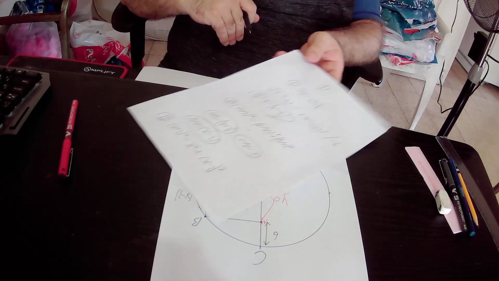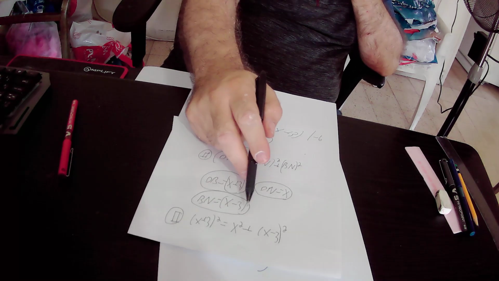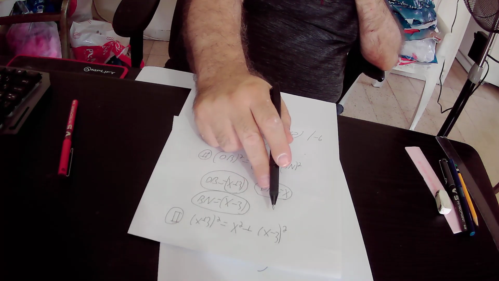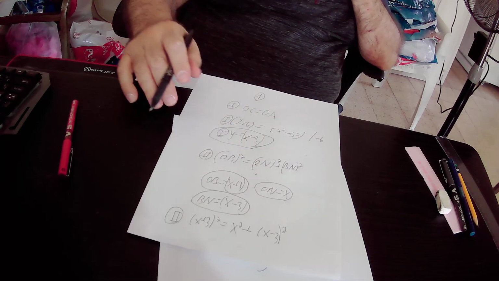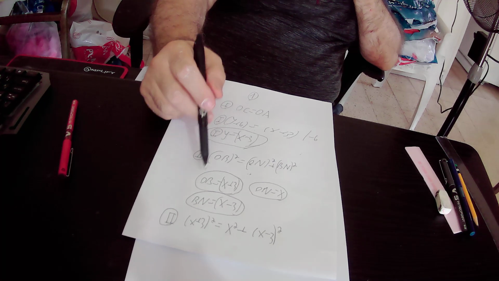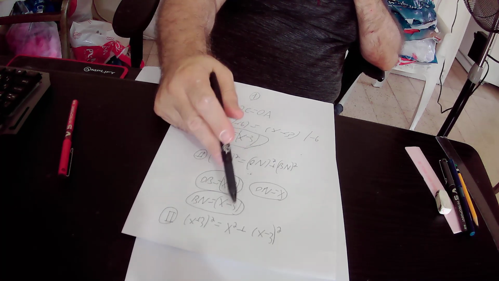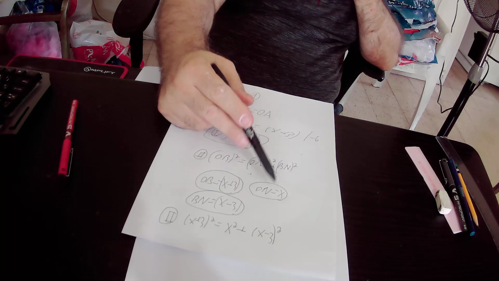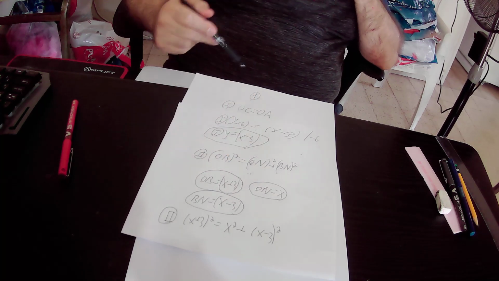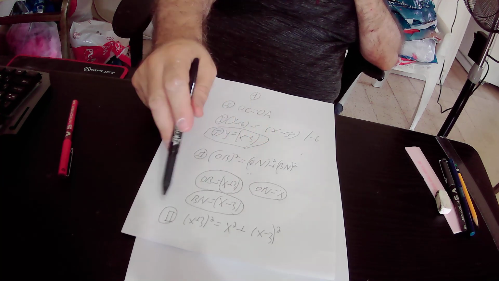So we got that x plus 3 square equals x square plus x minus 3 square. Okay, because we substituted OB by x plus 3, we substituted ON by x, and we substituted BN by x minus 3. Now we open the brackets in this equation number 2.